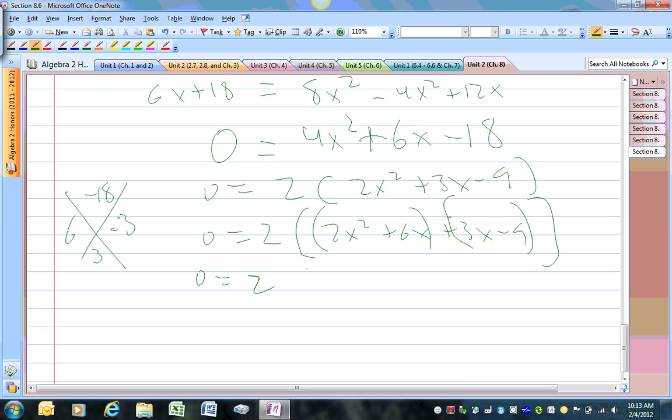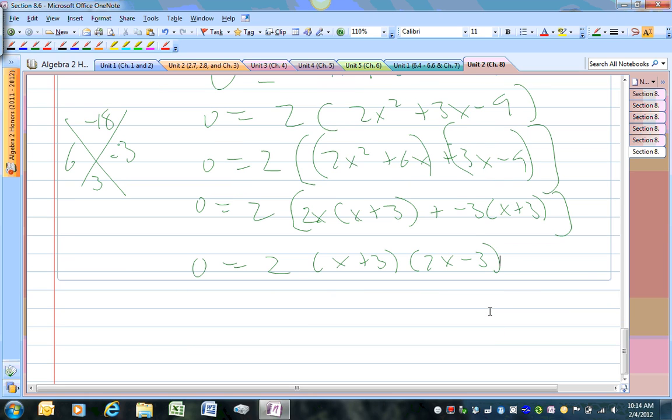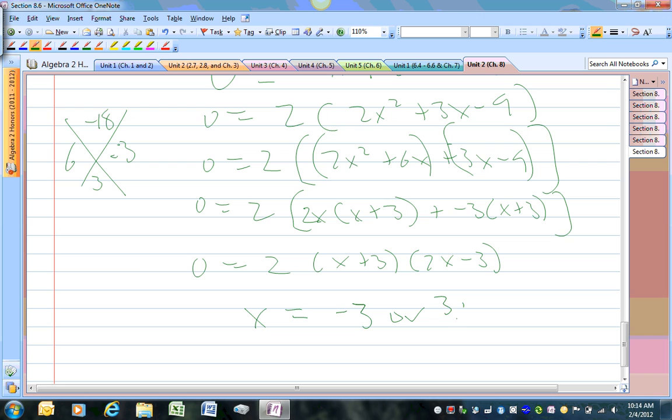0 equals 2. Factor out 2x, x plus 3, plus negative 3, x plus 3. Then you can pull out the x plus 3. You have 2x minus 3. Don't worry about the 2 because it's a constant. There's no x there. So the only x values that we can get out are these, negative 3 or 3 halves.